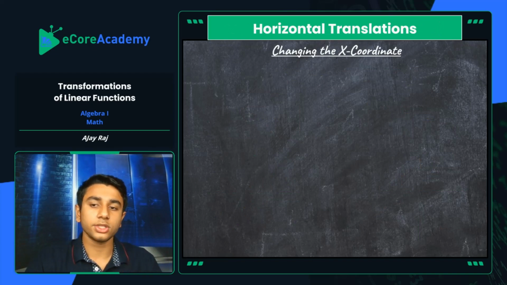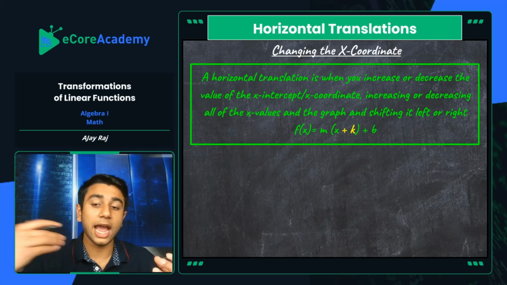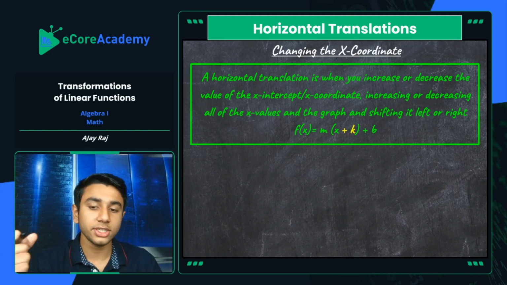Now let's take a look at horizontal translations. This has to do with changing the x-coordinate instead of the y-coordinate. A horizontal translation occurs when you increase or decrease the value of the x-intercept or the x-coordinate. Like I said before, the y-intercept was changed in the last one as a result of you adding k to the whole equation. But in this case, when we add k only to the x-coordinate, we're going to be changing the x-intercept.